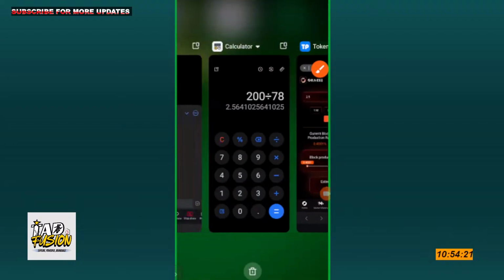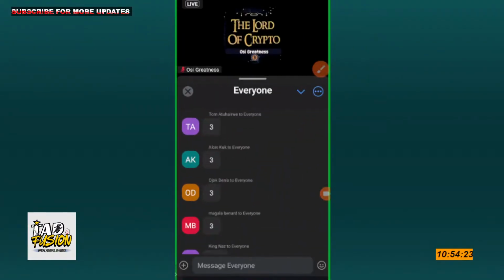Are you in profit or are you in loss? Let me know. Those who bought at 78, are you in profit or in loss? So the goal is not looking at the price. It is looking at how many coins you have accumulated. This is where the business is.